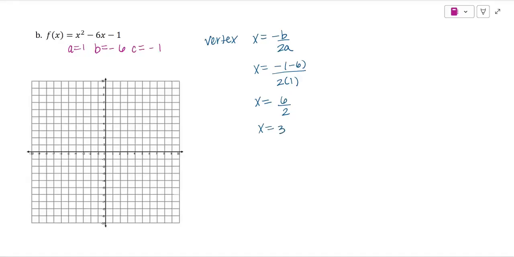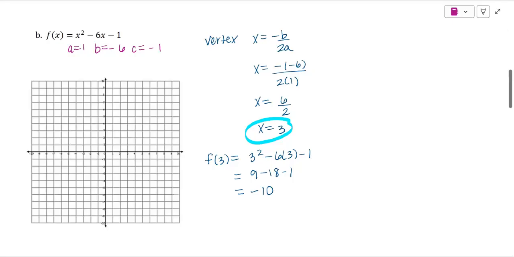To find the corresponding value for the vertex, we will plug 3 into the original. So f of 3 is equal to 3 squared minus 6 times 3 minus 1, which is negative 10. So this first value ends up being our h of our vertex, and this ends up being k of our vertex. So we think that our vertex is going to be at 3, negative 10.